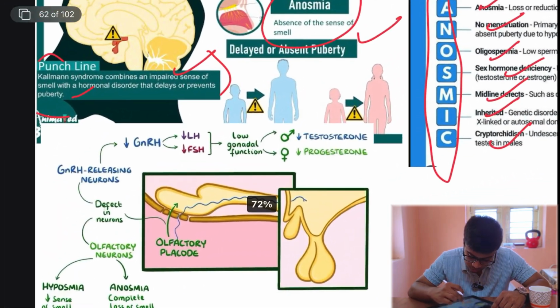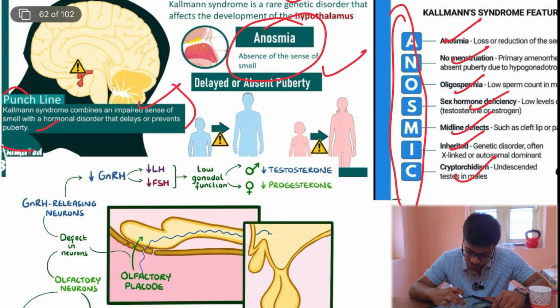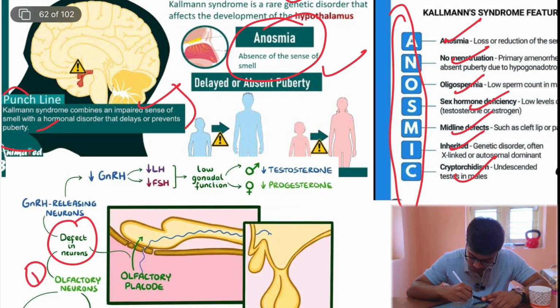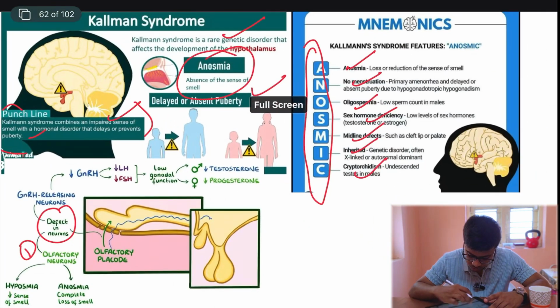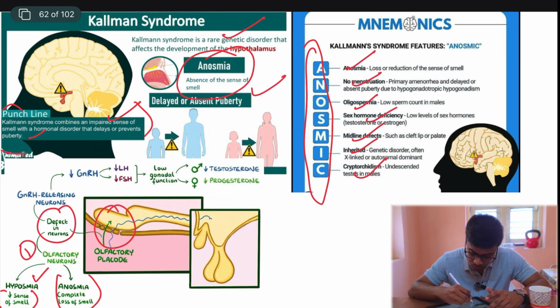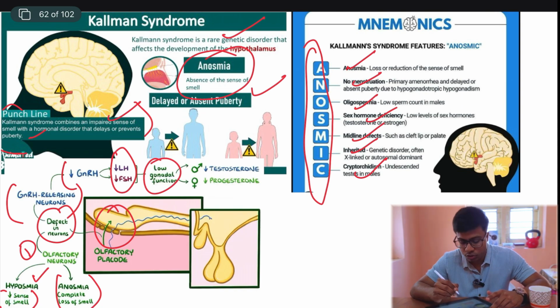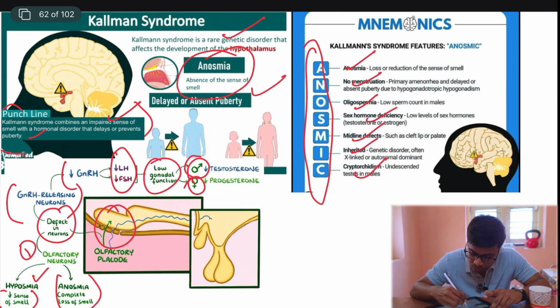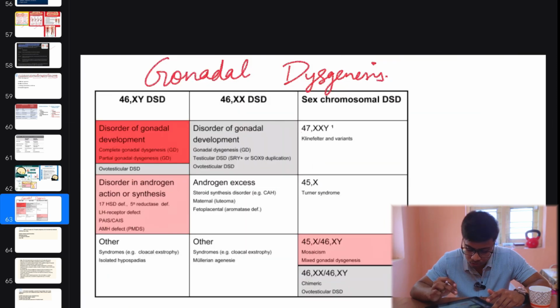So now this is the diagram, very important and very easy. Why will there be a defect in neurons? Two types of neuron. First, the olfactory neuron, which will cause hyposmia, that is decreased sense of smell, and anosmia, that is complete loss of smell. Now if there is a GnRH-releasing neuron problem, there is decreased GnRH, that is decreased LH and FSH, low gonadal function, and testosterone will decrease, progesterone will decrease, and that will result in other symptoms.